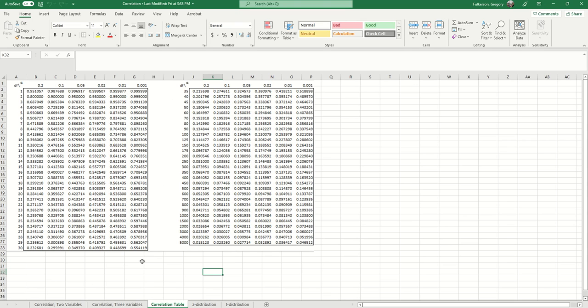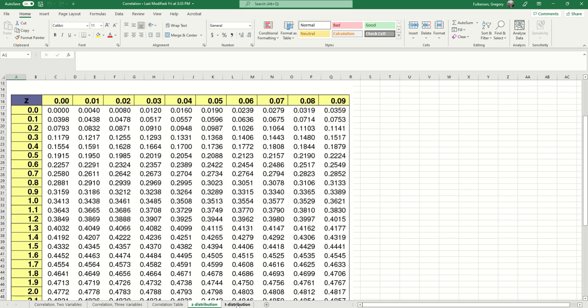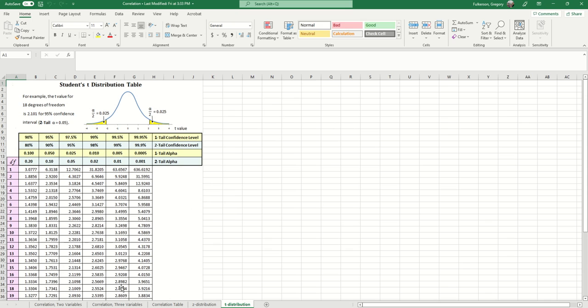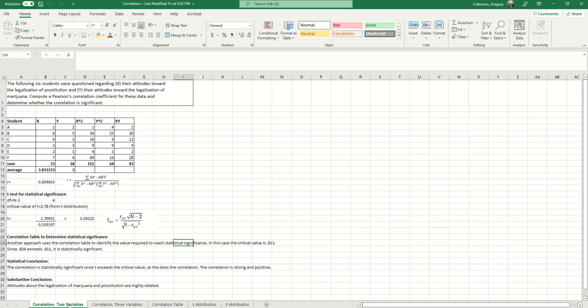This is a correlation table that shows how big the correlation needs to be at different alpha levels, which correspond to our confidence intervals, based on degrees of freedom or sample size. And then we've got our z distribution and our t distribution here. Of particular relevance there will be our t distribution, so we'll come back to that.